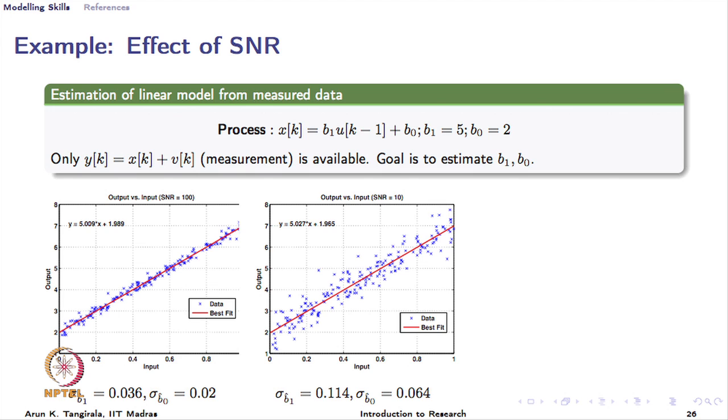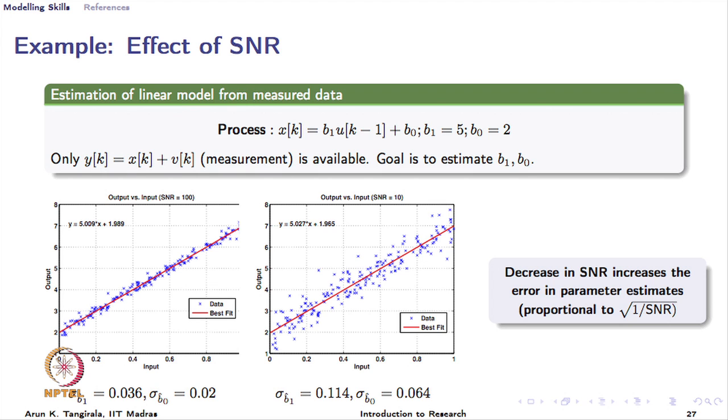And in fact, they share a relationship, which is essentially that the errors in parameter estimates are proportional to the square root of 1 over SNR. What this means is that if I have a fall in the SNR by a factor of 10, the errors should increase by a factor of square root of 10, which is roughly about 3.16. You can see here that sigma B1 hat when SNR is 100 is 0.036, whereas when SNR is 10, sigma B1 hat is 0.114, which is roughly about 3.5 times the error in the case of SNR 100.